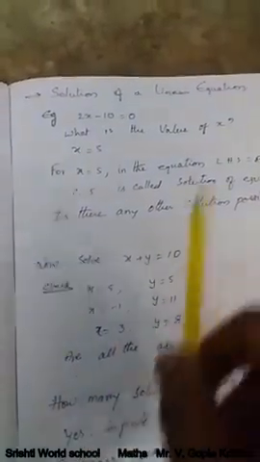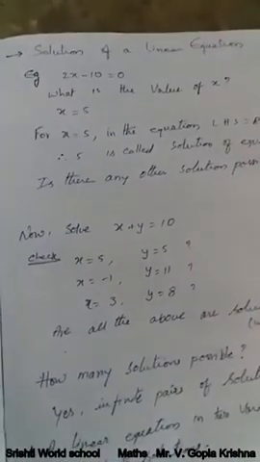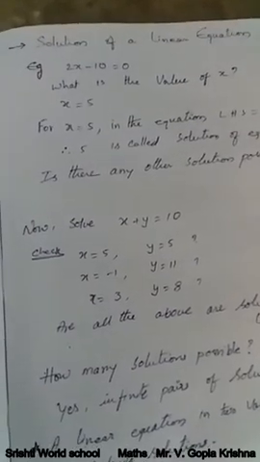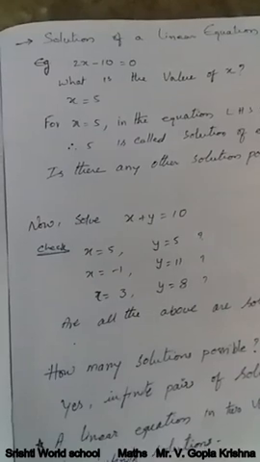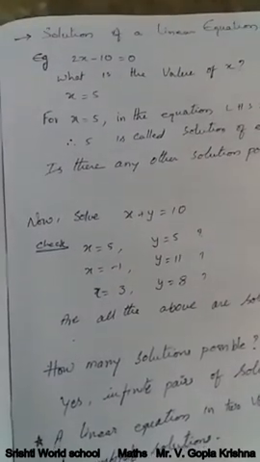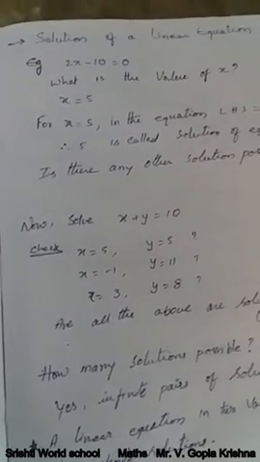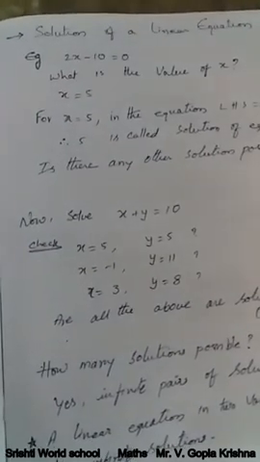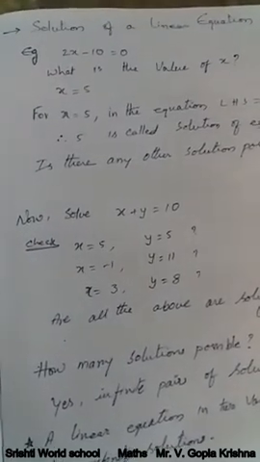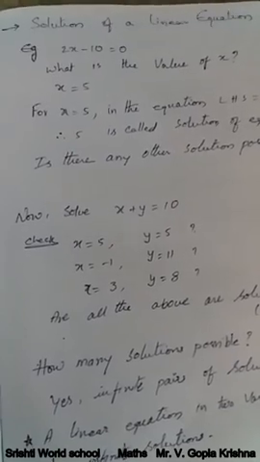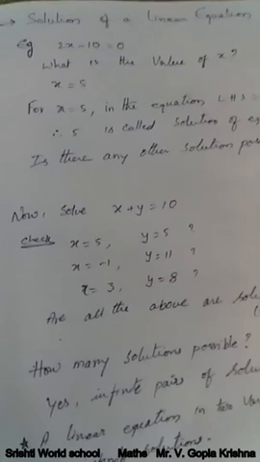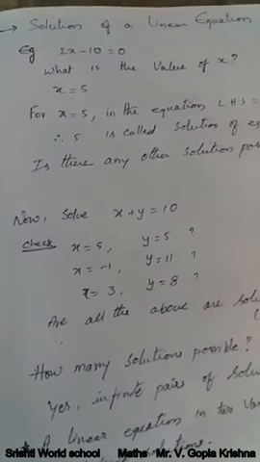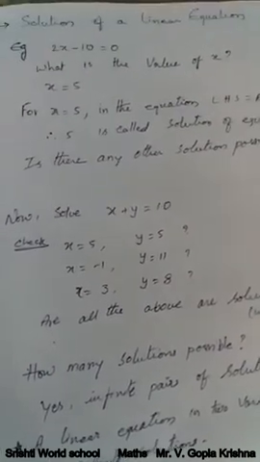Look at the next one. x plus y is 10. It's also a linear equation, right? Earlier it was with one variable, now it is with two variables. So can you tell me the values for x and y, the pair of values, one for x, one for y, which satisfy the equation? Yes, obviously 5 and 5, they really satisfy the equation. One more. Yes, minus 1 and 11. Is it possible? Please check it. Yes, in this case also it is.